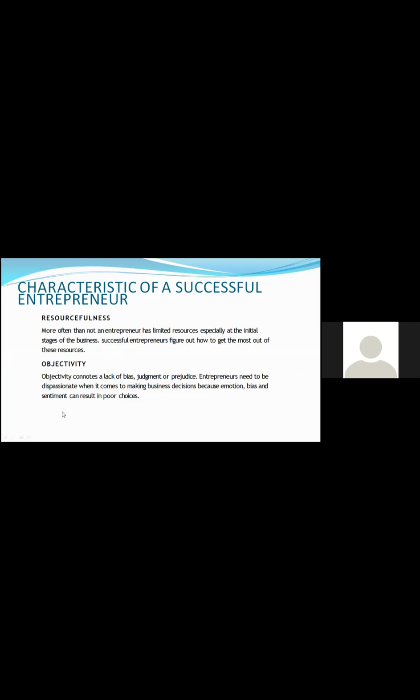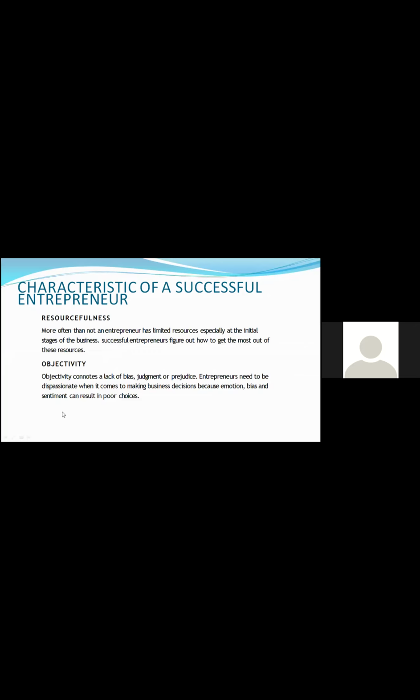Resourcefulness. More often than not, an entrepreneur has limited resources, especially at the initial stages of the business. Successful entrepreneurs figure out how to get the most out of these resources. They are very much into the thing that is best out of waste, I can say.